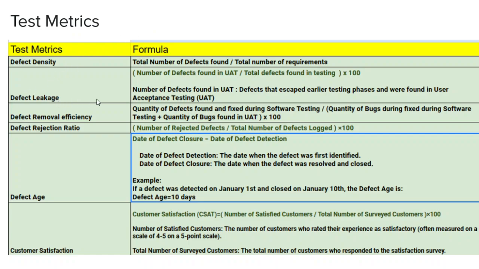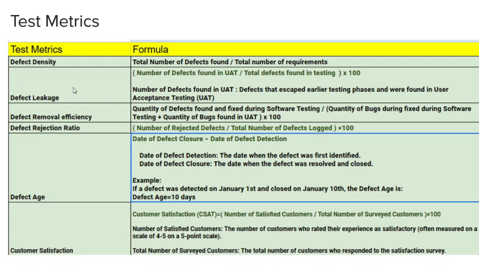Defect leakage. What is the formula to calculate defect leakage? The number of defects found in user acceptance testing, that is, how many defects got identified during user acceptance testing, divided by the total defects found in overall testing, and we have to multiply that by 100. So it will give you the defect leakage value.